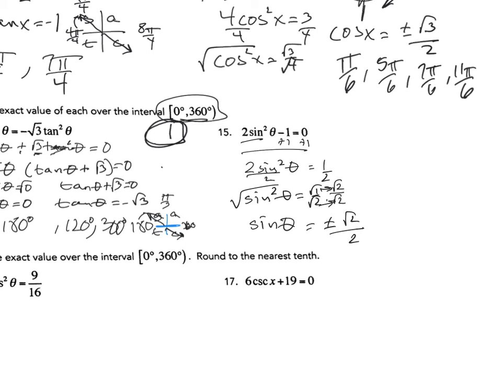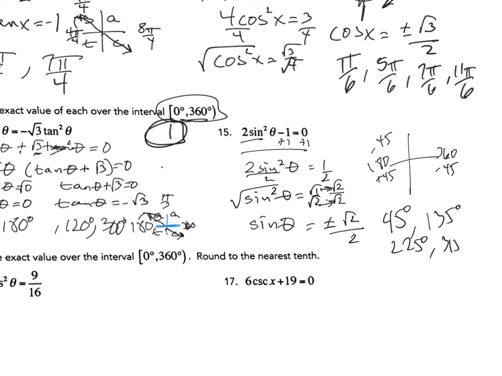All 4 quadrants in degrees. This is pi over 4, that's 45 degrees. This is 180, so we have to do 180 minus 45, 180 plus 45, and 360 minus 45. If you're bad at that arithmetic, remember you will have your calculator. 45 degrees, 135 degrees, 225, and 315. All in degrees, little degree symbol, please.